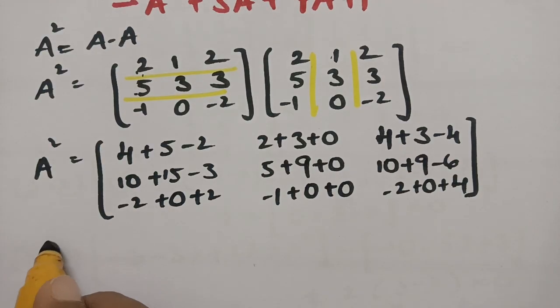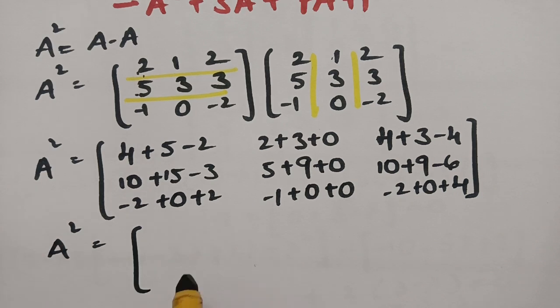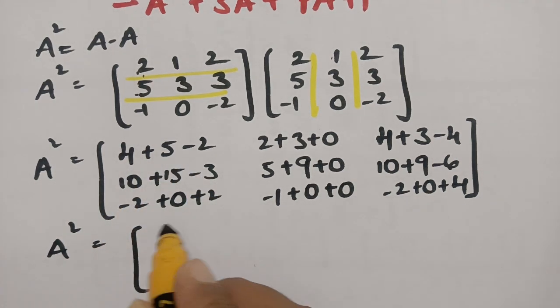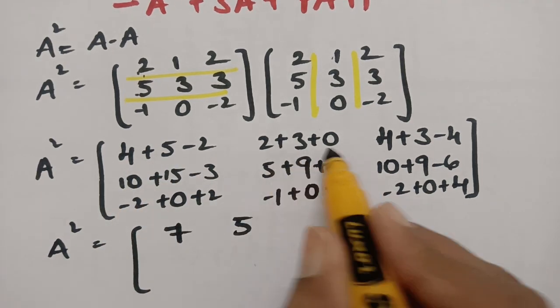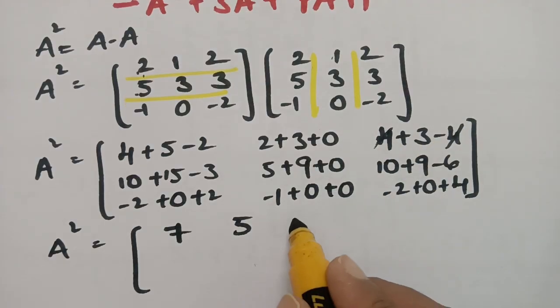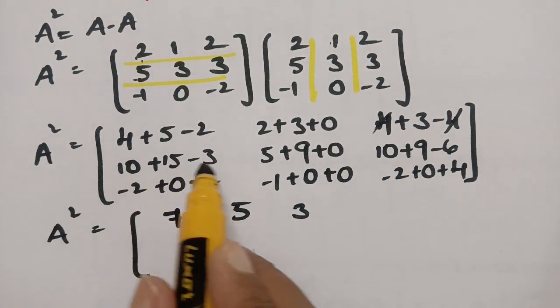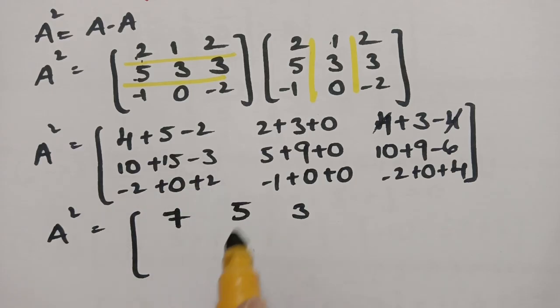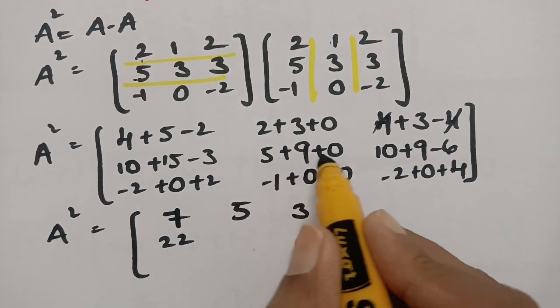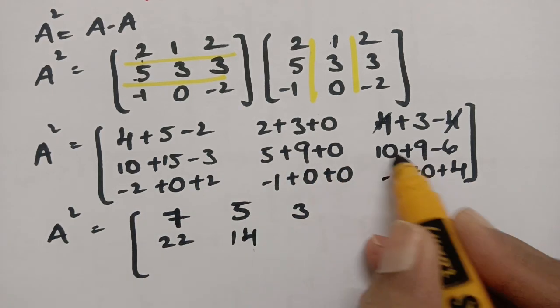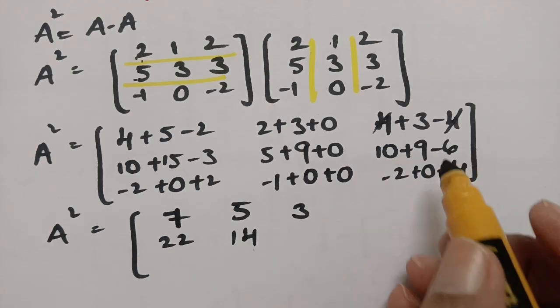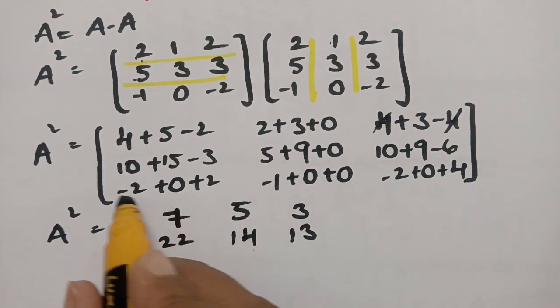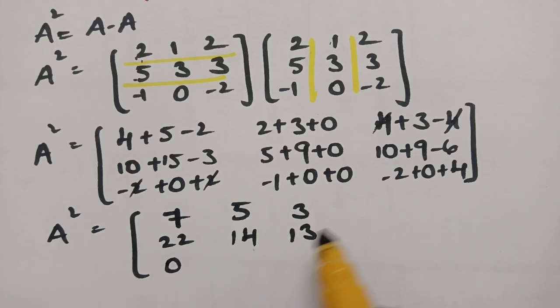So here our A square value is very clear as, this is 9 minus 2. This value is 7. This value is 5. So if I cancel, this is 3. And this value is, see here, this is 25 minus 3. The value here is 22. So this is going to become 14 and 19 minus 3. So here this will be 13. And if I cancel, this value is 0.